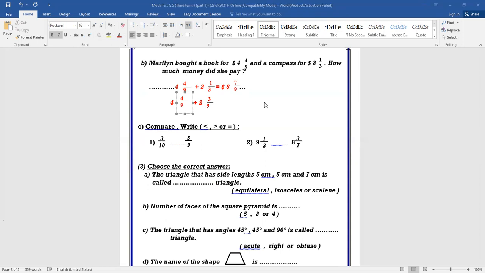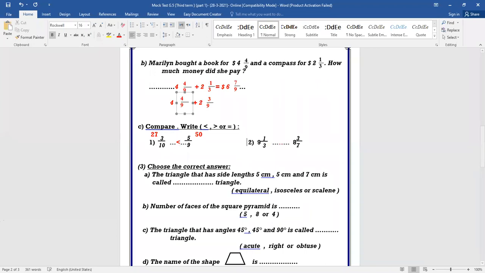Compare. 3 out of 10 and 5 out of 9, which is greater? Make cross multiplication. 9 multiplied by 3 equals 27, and 10 multiplied by 5 equals 50. Which is greater? 50. Yes, 5 over 9. Then 5 out of 9 is more.